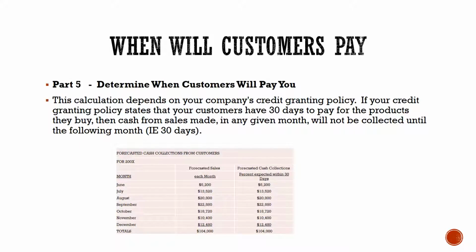Okay, part 5, determine when customers will pay you. This calculation depends on if your company is granting credit. If your credit granting policy states that your customers have 30 days to pay for the products they buy, then cash from sales made in any given month will not be collected within that month, but in the following month. For instance, if I sold something on June 15th and I'm giving a customer 30 days, they don't have to pay me until July 15th. So now I'm collecting that in the next month.